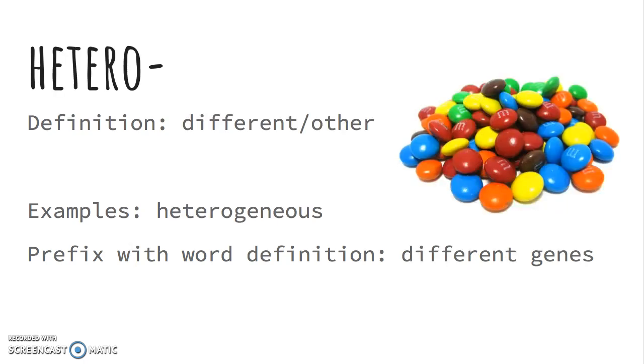So for hetero, which is the opposite of that, it's different or other. If we're going to be looking at heterogeneous, that means that they have different genes. So you can see how hetero makes the genes different. And with the M&Ms, see how they're all different colors. They're not just one color, and that's a visualization of what that word means.